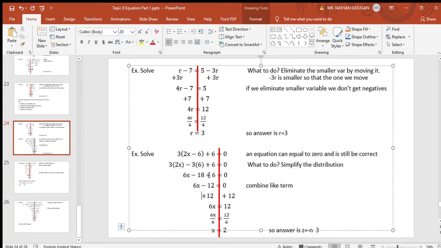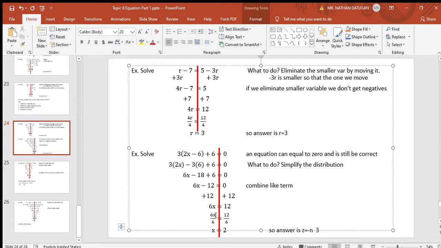Negative 18 plus 6 is negative 12. So your answer is 6x minus 12 is equal to 0. Now we want to get rid of the constant. So we add 12 on both sides. So you're left with 6x is equal to 12.